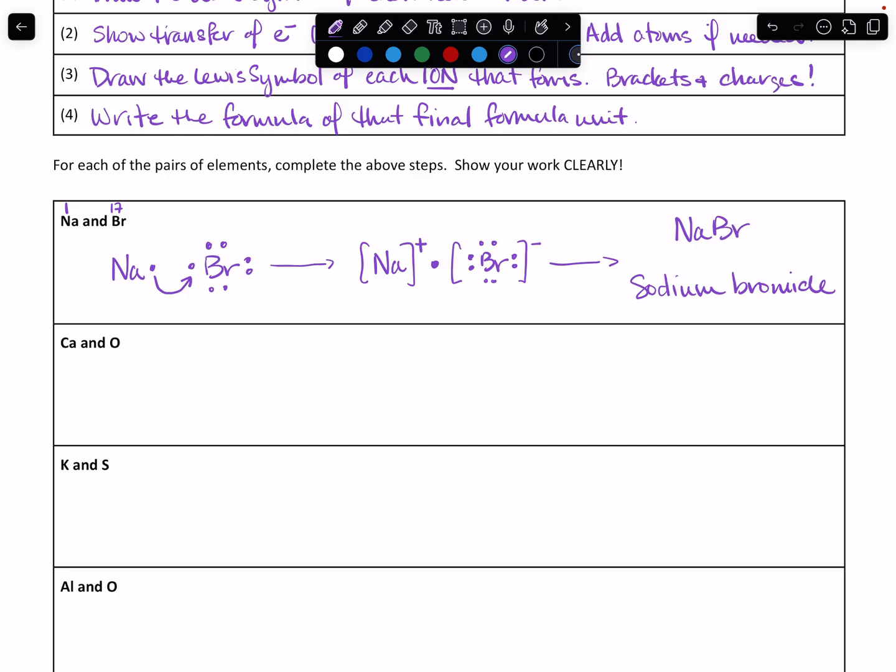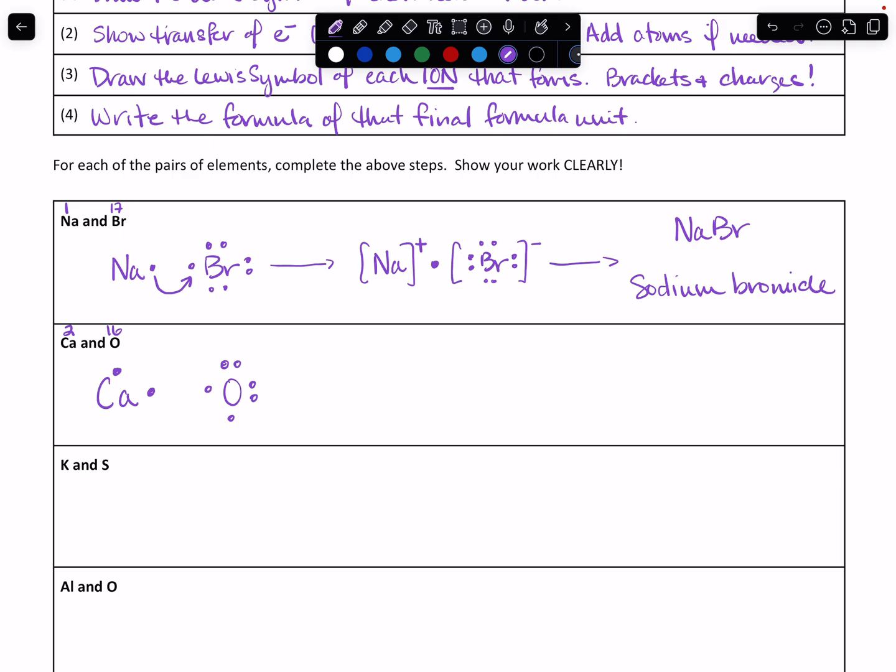So up next we have calcium, which is in group 2, and oxygen, which is in group 16. So we start with the Lewis dot symbol. Calcium has 2 valence electrons. Oxygen has 1, 2, 3, 4, 5, 6. Again, remember, I told you it doesn't matter where the paired and unpaired electrons are around your symbol, as long as you have the right number of pairs and the right number of singles.